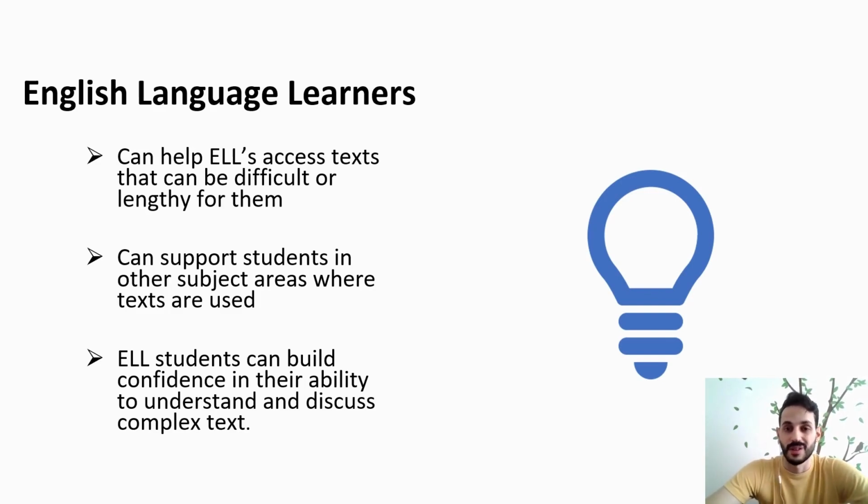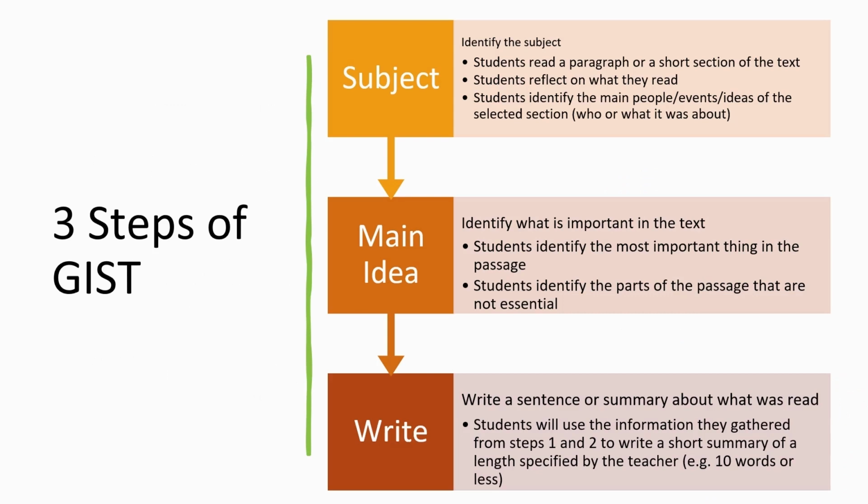If these students are also using text in any other subject area besides English, it would also help them in being able to understand those texts or at least be more successful in accessing those texts. It can also help English language learning students, as well as all students, develop confidence in their ability to read and understand the text. As you will see later, the strategy can typically be broken up into three main steps.